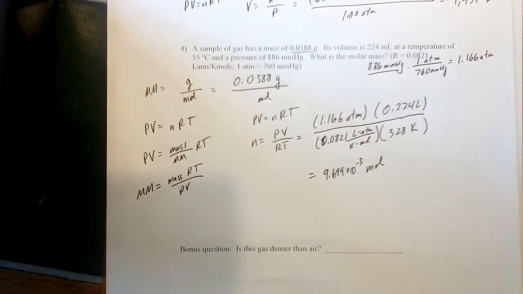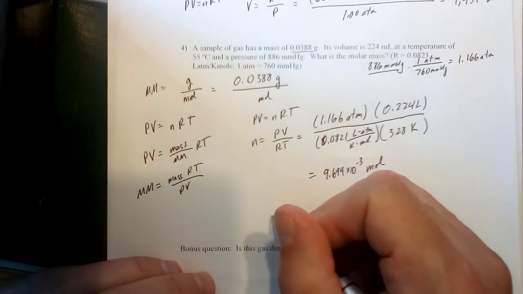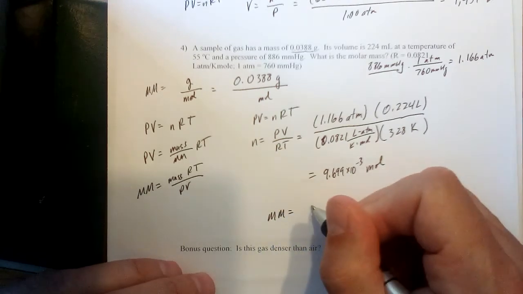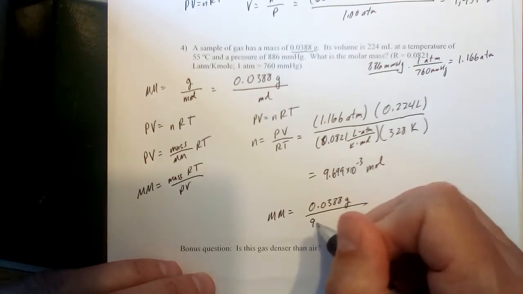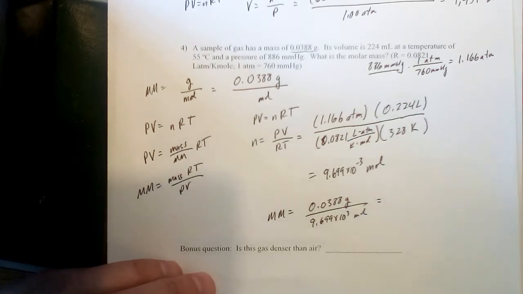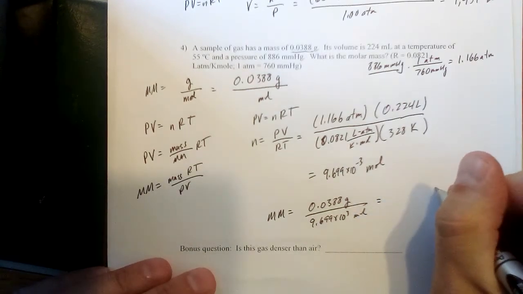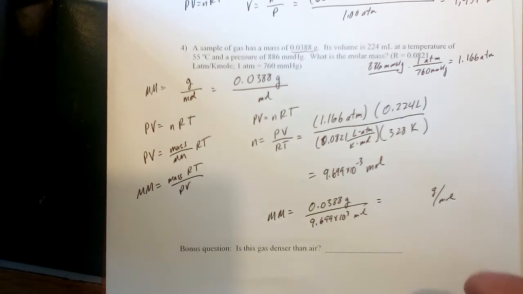Now again, we're not quite done because we were looking for molar mass in the problem, and I did that up there at the top, but let me bring it down here. Molar mass would be the mass of the gas sample divided by how many moles of the gas sample there are. That will give us the correct units for molar mass. So 0.0388, divided by the previous answer.